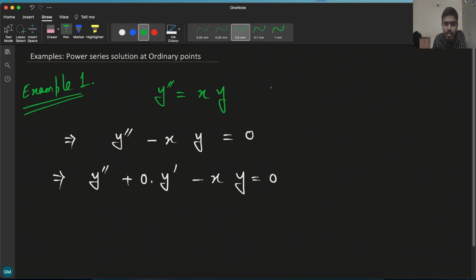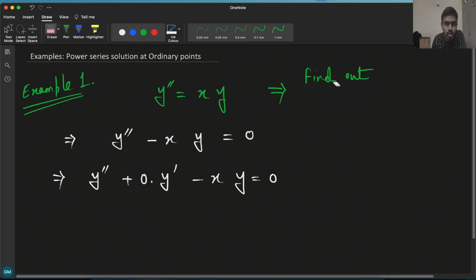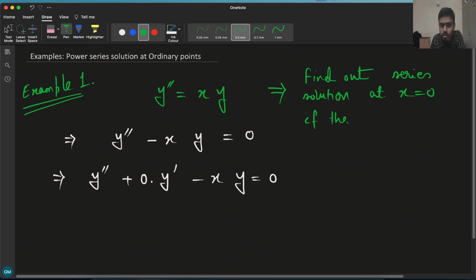So here you are given this differential equation and we are asked to find the series solution at x equals 0. So around 0 we are asked to find the series solution, if the solution at all exists.